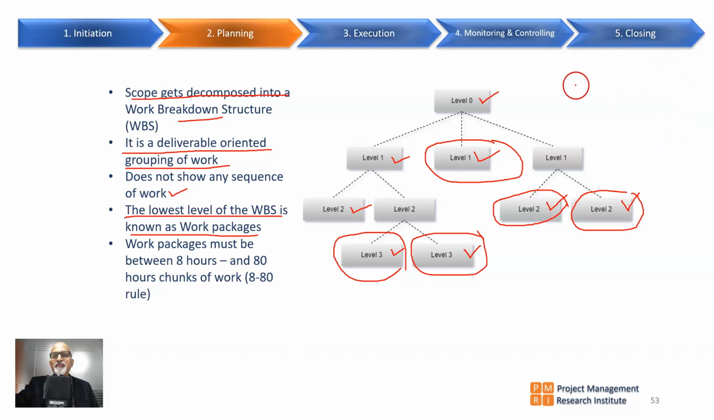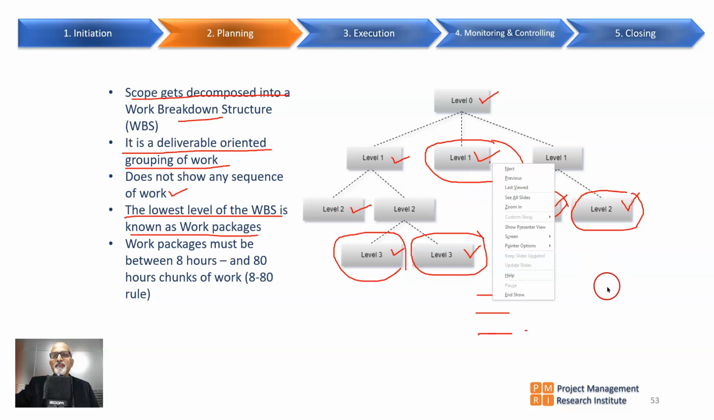When we decompose the scope into a work breakdown structure, by the time we reach level 3 or 4 or 5, we'll sometimes be in a dilemma about when to stop. If we decompose it too much, we end up with activities. If we decompose very little, then enough granularity will not be there. So there is a guideline, a rule of thumb called the 8/80 rule. That is, work packages must be between 8 hours and 80 hours chunks of work.